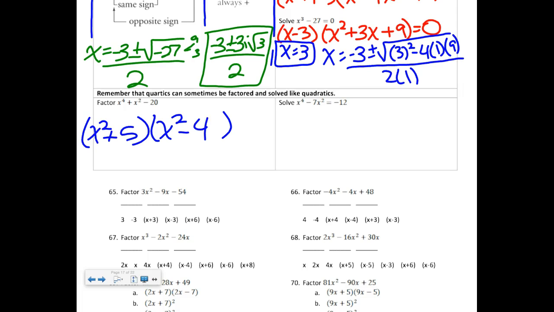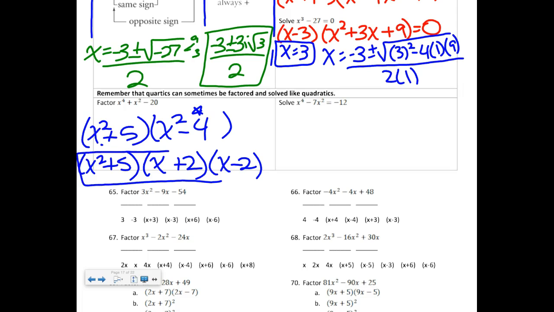Now I want to pause here. Are we being sneaky again? Yes, this right here is really a difference of squares. Can I do that on this one? Is this one a difference of squares? No, so I'm just going to bring this one down. And this one right here is going to turn into x plus 2 and x minus 2. So if it says factor, you need to try to factor it as far as you possibly can. Okay, so that's your answer on that one.